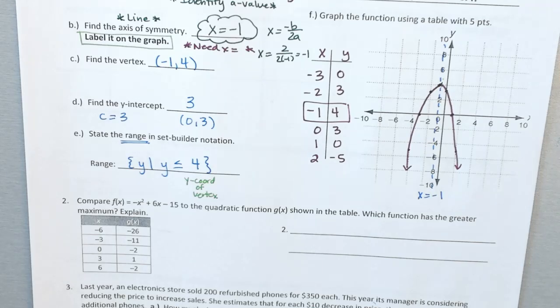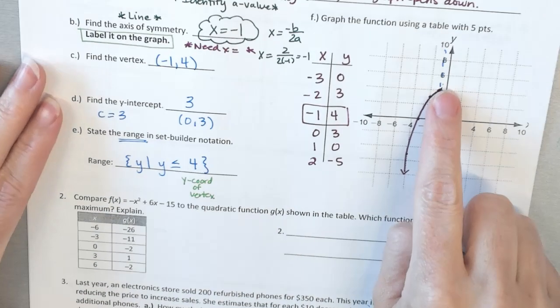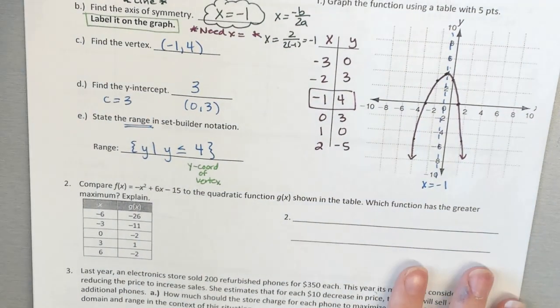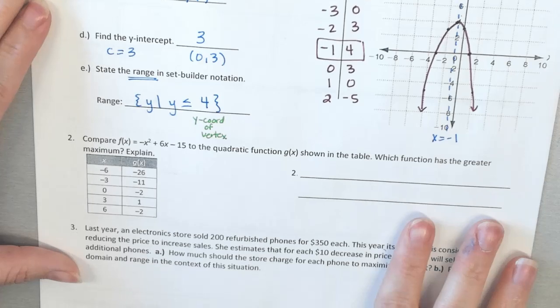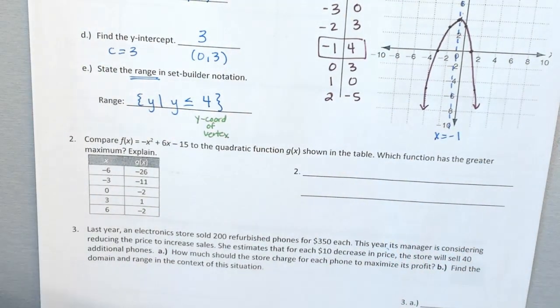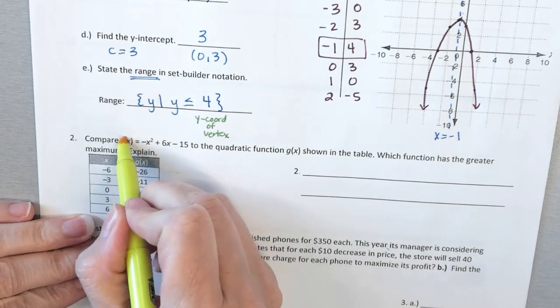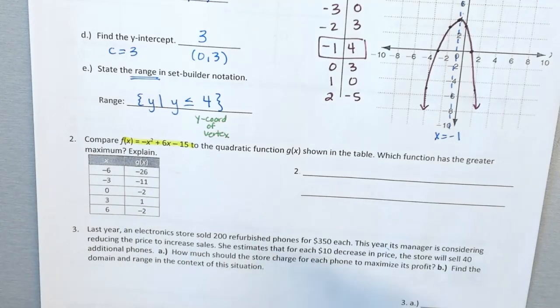All right, questions for me on number 1. Okay, so all your points are below the value of 4, that vertex point. For number 2, it says we are going to compare f of x to the quadratic function g of x that's in the table.